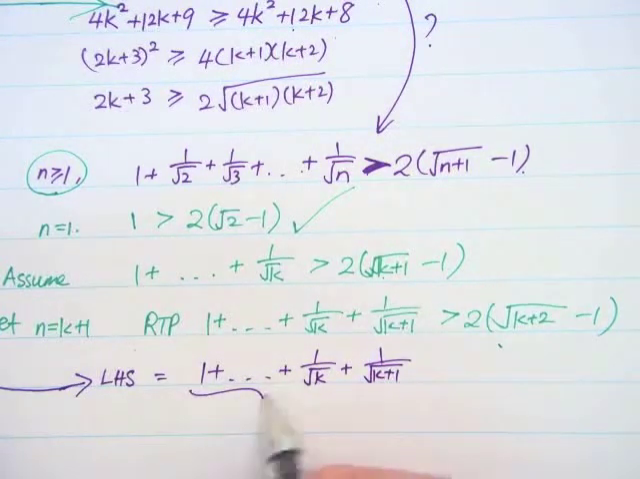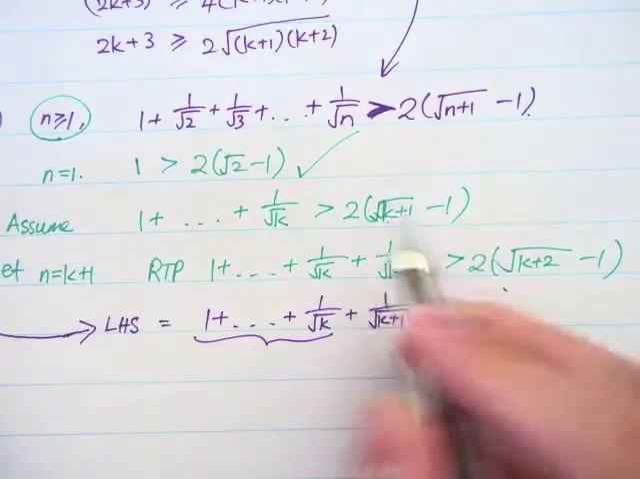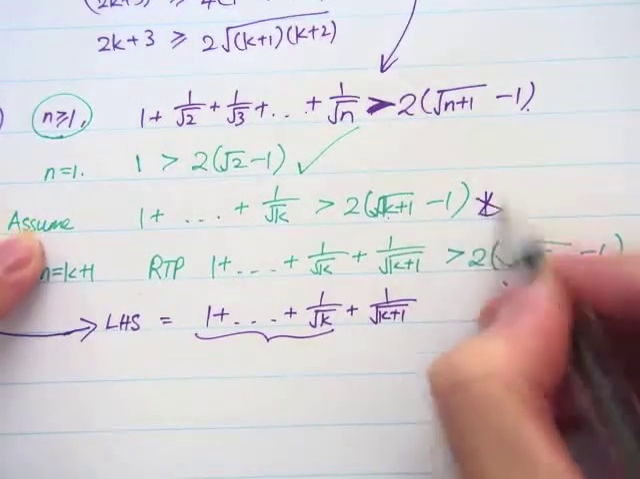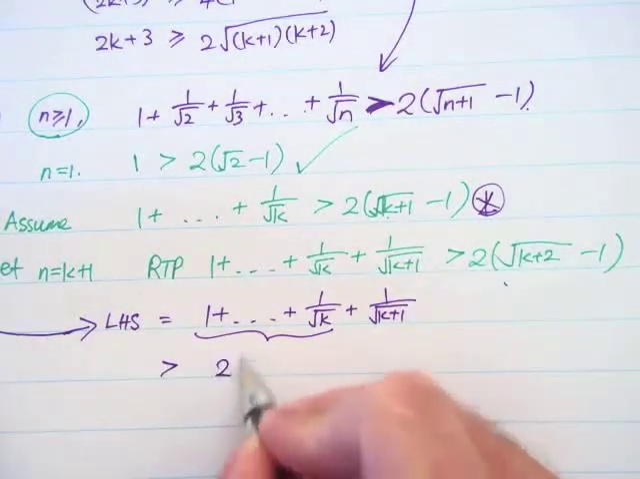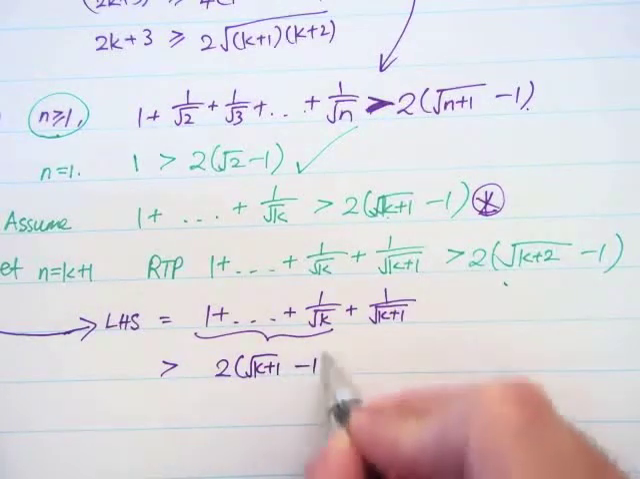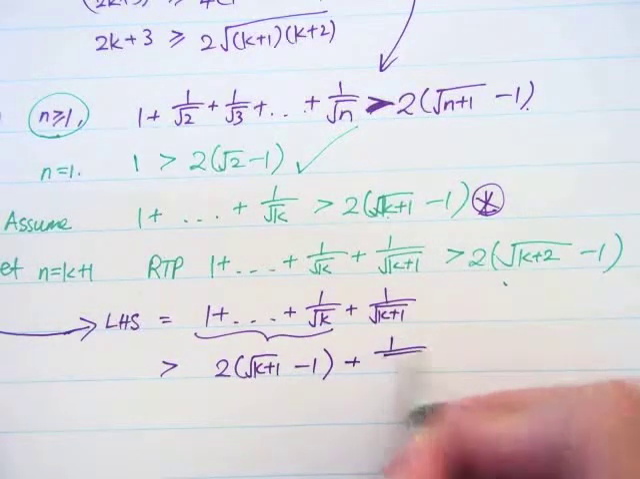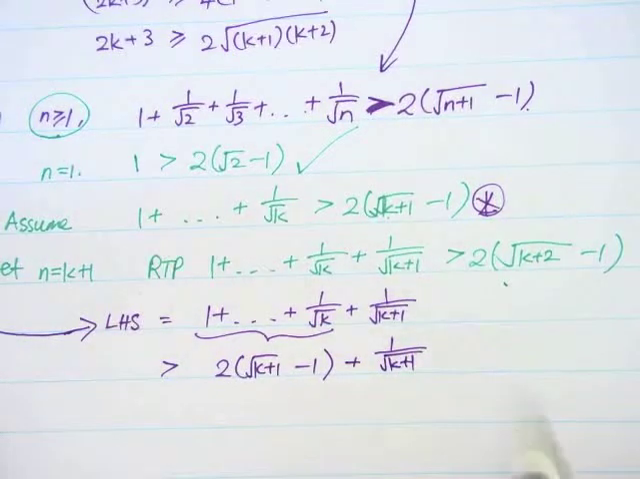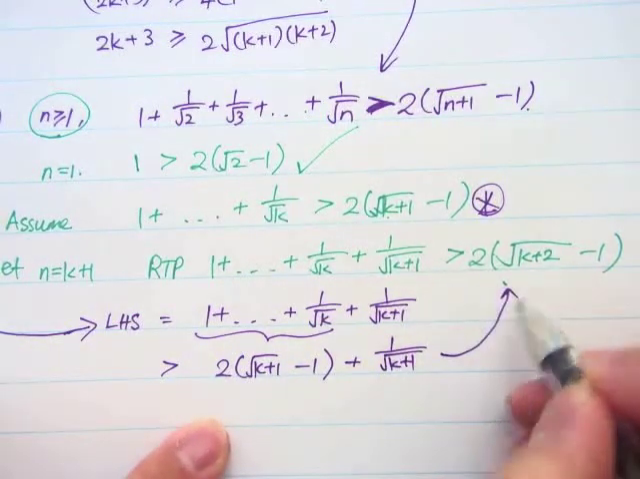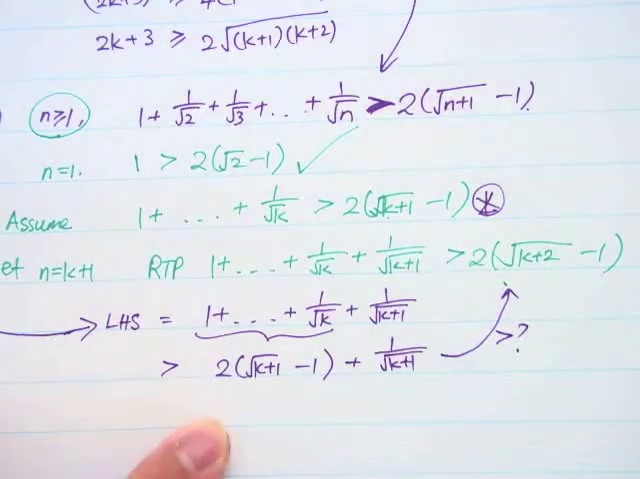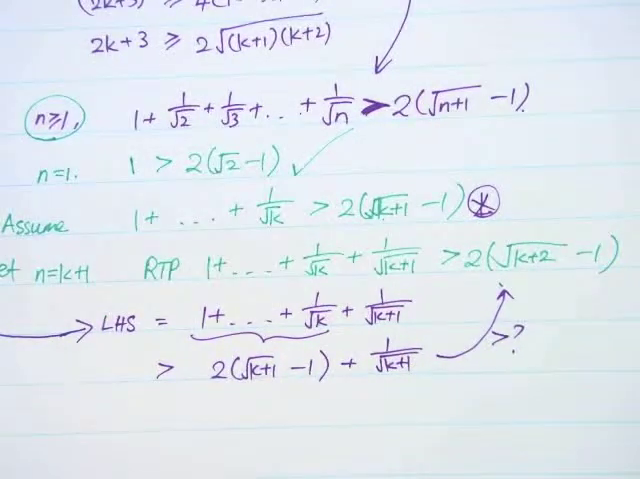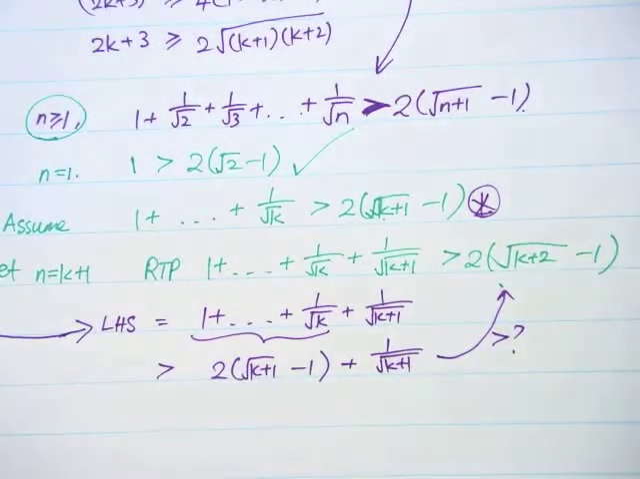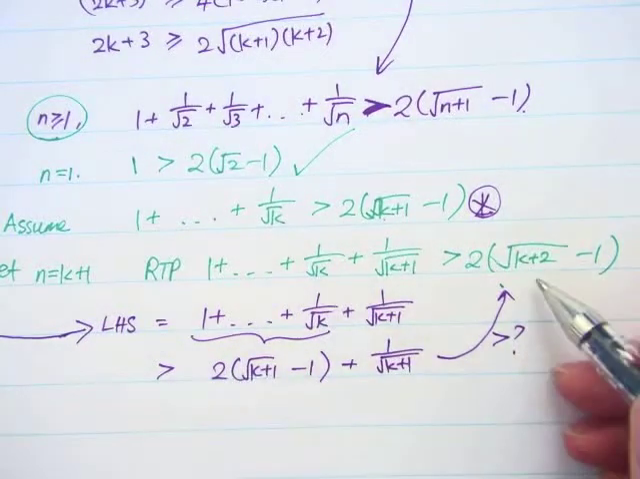Now, this portion of the left-hand side is, according to our assumption, greater than 2 root k minus 1. Okay, so your goal now is, can you prove this is still greater than that right-hand side? Can you, from this point, prove that it's greater than the right-hand side? Well, fortunately, we can. But in order to know the pathway, how you fully write it out, it's that over the page trick again.